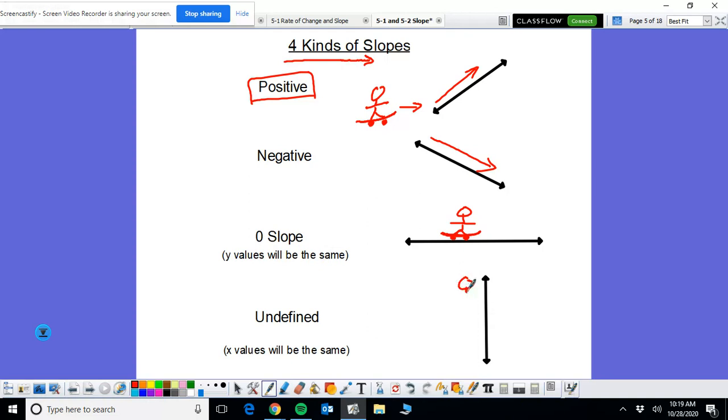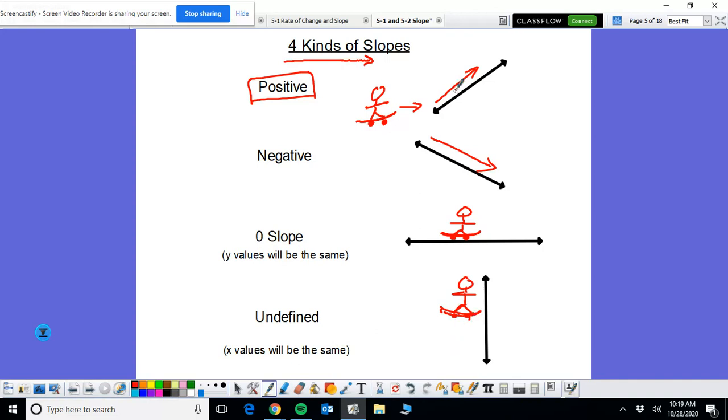This is completely vertical. And it wouldn't be too fun here. So I would drop. I couldn't even stay on this line. It's too steep. We don't even have a definition for this. And I'll talk about what this means in a minute. But basically, your X values will be the same. So this is undefined. You can't even stay on the line. You kind of just fall right down.